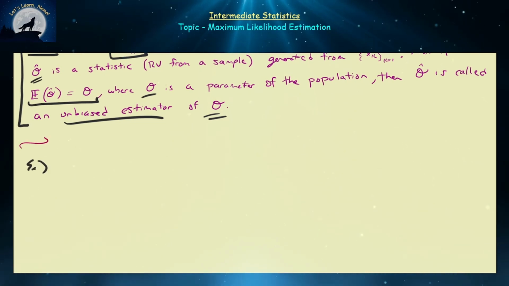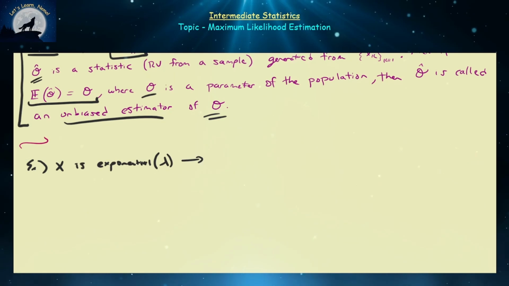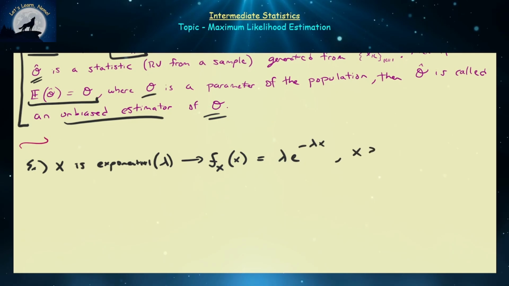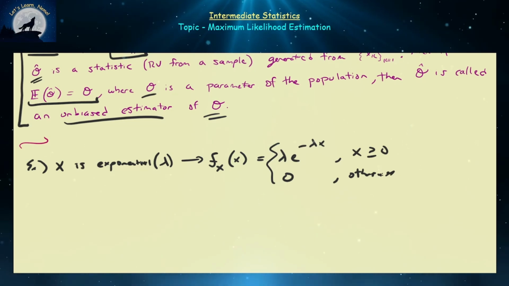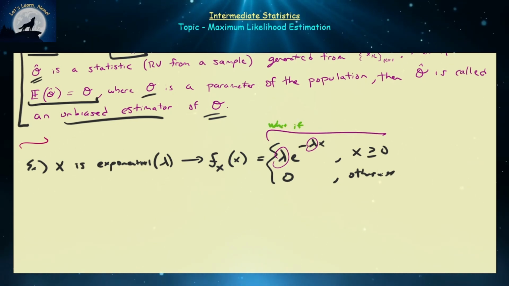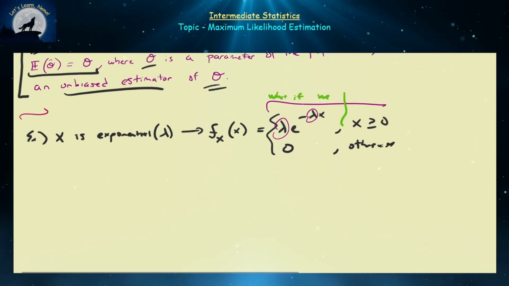So for our example, let's assume that x is exponential, with parameter lambda, where its probability density is f of x equals lambda e to the minus lambda x for x greater than or equal to 0 and 0 otherwise. All right, so that's our exponential density function. But notice that there is a parameter inside of this distribution. So a natural question to ask is, what if we do not know theta?